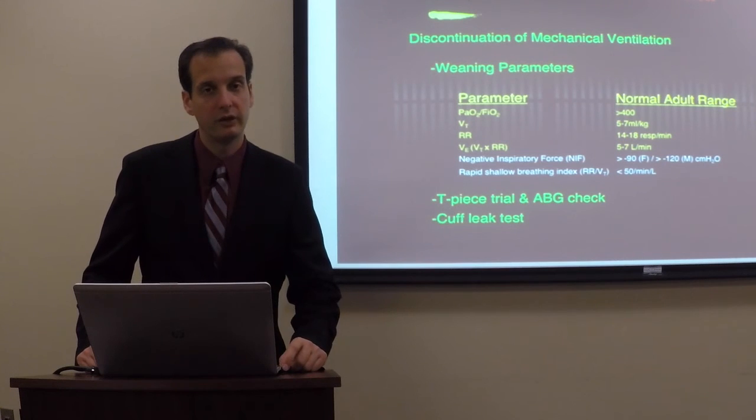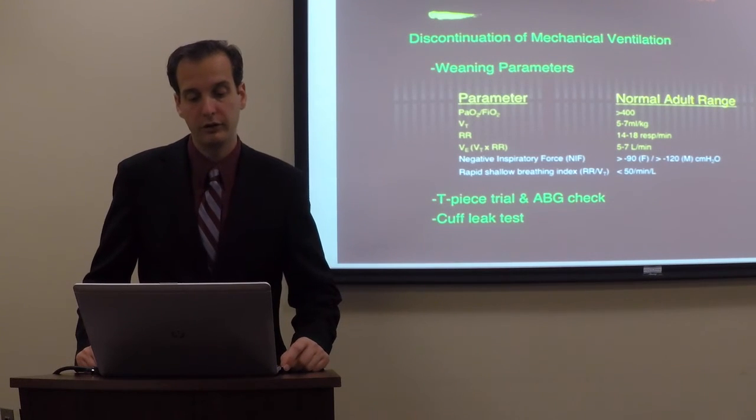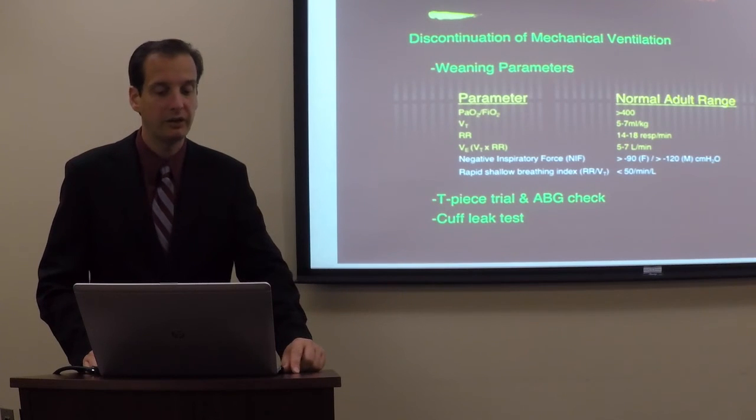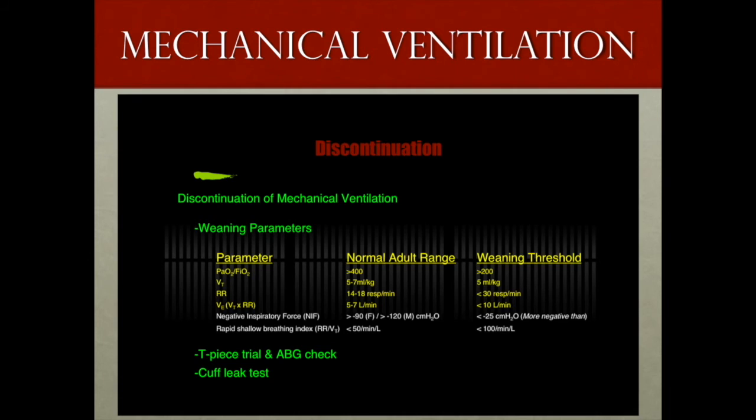The two parameters that have the greatest negative predictive value are your NIF, or your negative inspiratory force, and your rapid shallow breathing index, or your RSBI. And for your negative inspiratory force, this is achieved by having the patient attempt to draw in, or to inspire, against a closed valve and measuring how much pressure they can generate. And you want them more negative than negative 25. So negative 30 would be better, negative 35 or negative 40. But a NIF of negative 10 would not be very good. It's not a strong enough negative force.